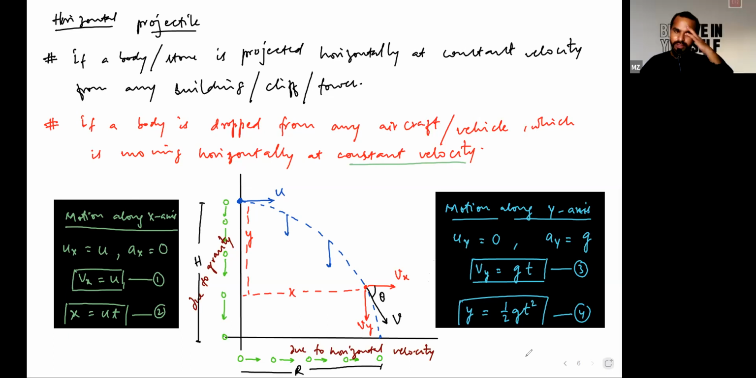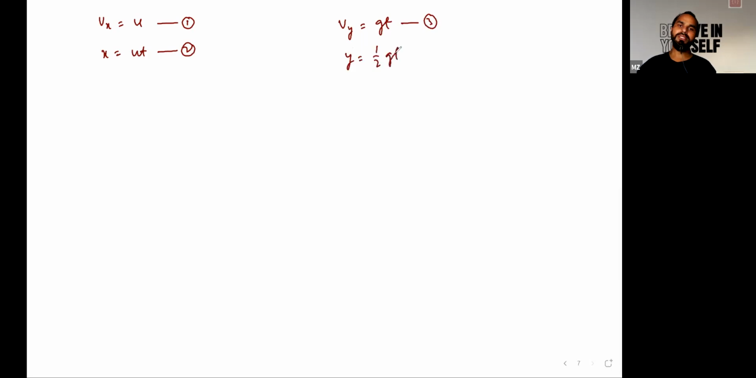Now we have mainly 4 equations which we have to solve to find different terms. First is Vx is equals to u. This is your first equation. x is equals to u times t. This is your second equation. Vy is equals to g into t. This is your third equation. And y is equals to half gt square. This is your fourth equation.